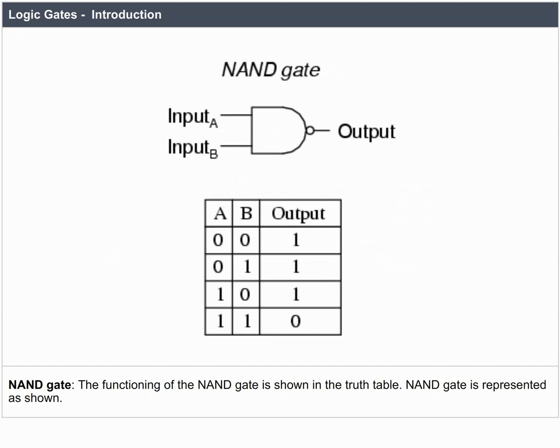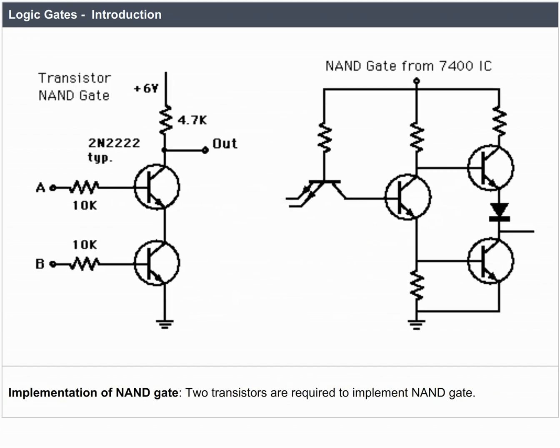NAND gate. The functioning of the NAND gate is shown in the truth table. NAND gate is represented as shown. Implementation of NAND gate. Two transistors are required to implement NAND gate.